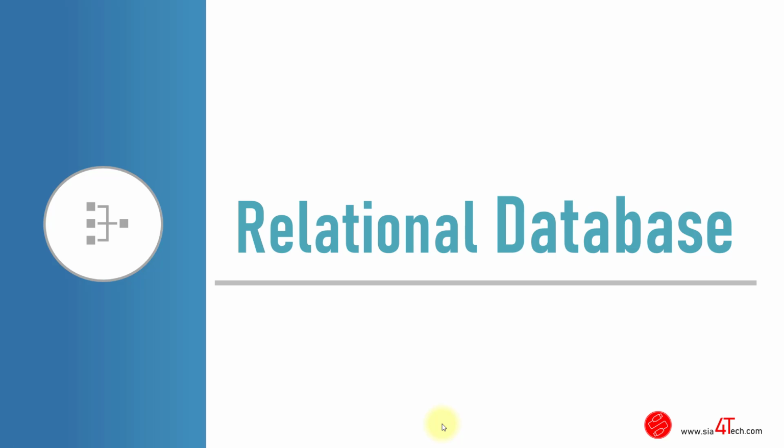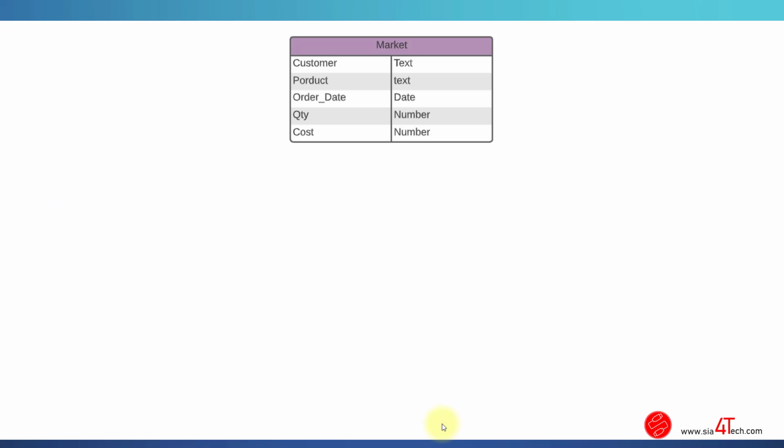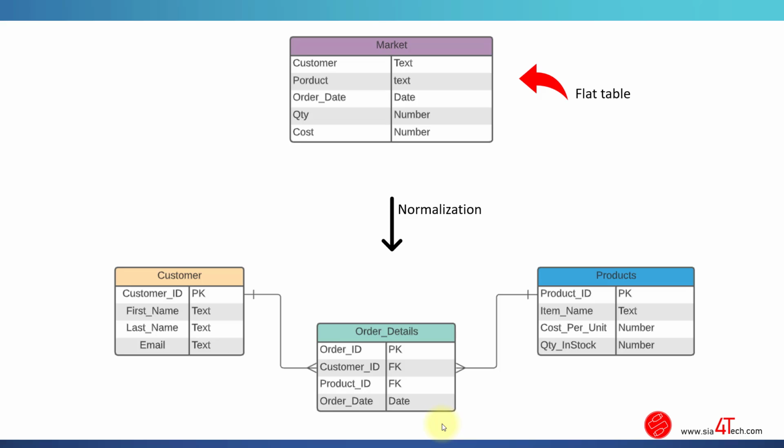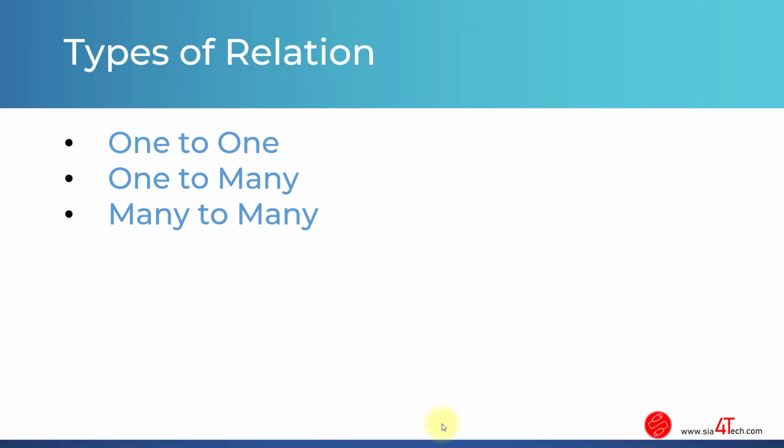Relational database. In a relational database, we have multiple tables instead of a single table. When you have a single table, usually we call it a flat table. And this flat table can be split into multiple tables in a process called normalization. Based on the normalization, or splitting the flat table, we have several types of relationships: one-to-one, one-to-many, many-to-many relationships.